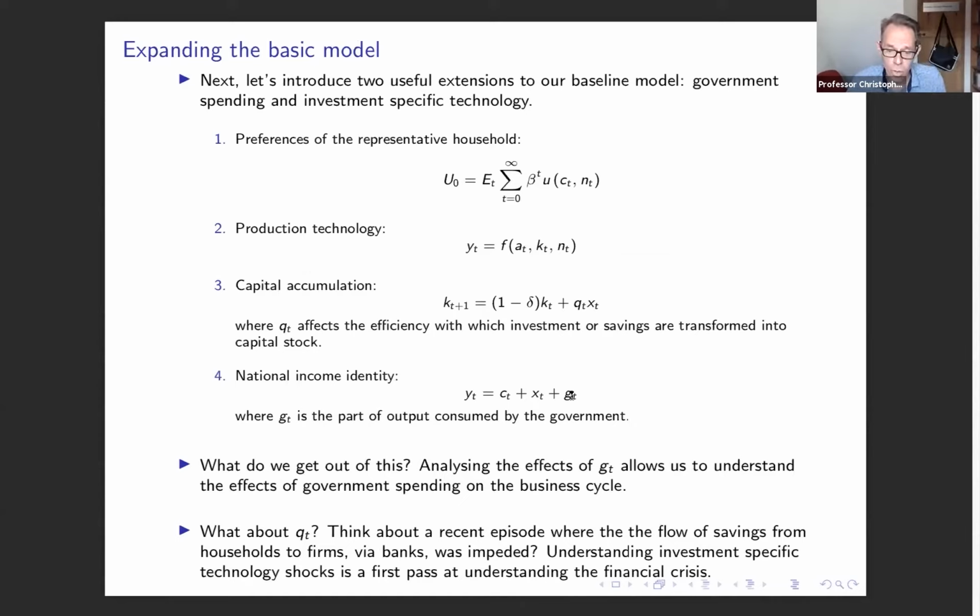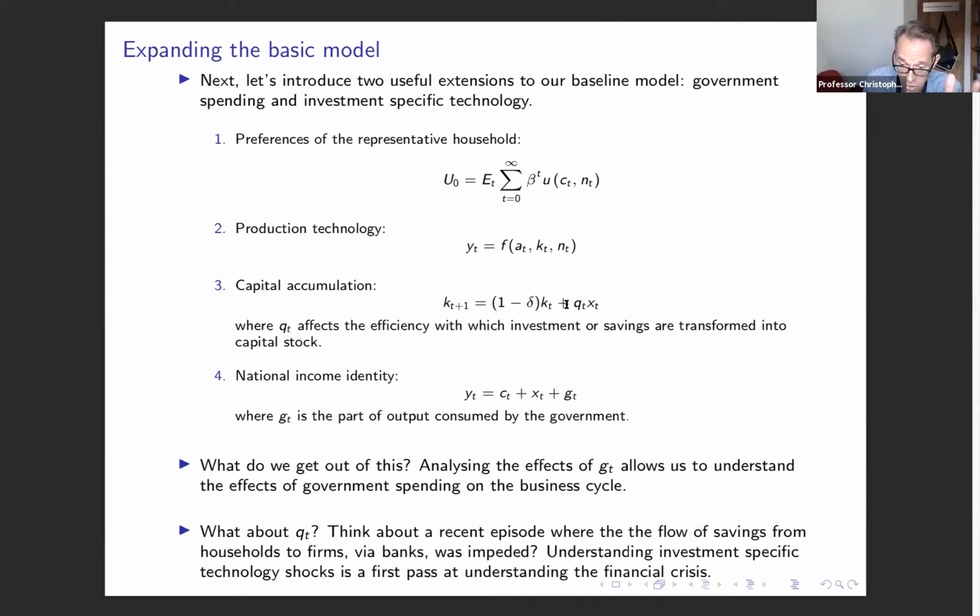So what do we get from this? Well, first of all, we can analyze the effects of government spending, to allow us to understand the effects of government spending on the business cycle. What does an increase in G actually do in this model? What about Q, this investment-specific technology shock that we introduced? So think of a recent episode where the flow of savings from households to firms via banks was impeded.